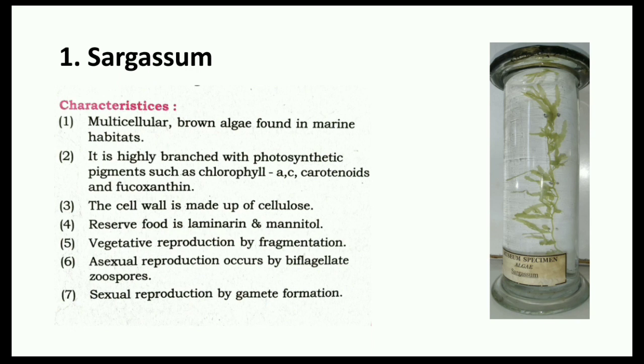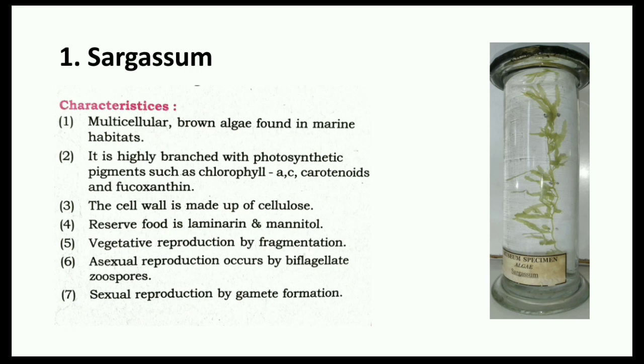Then asexual reproduction occurs by biflagellate zoospores. Now what are zoospores? Zoospores are basically spores which can move. So zoo means animals, spores means cells which can give rise to a plant or an organism as a whole. So zoospores are spores which can move like animals. Okay. The opposite of this is aplanospores. Aplanospores are non-motile. That means they cannot move. Okay. So these spores are asexual spores which are biflagellate. Biflagellate as in they have 2 flagella which help them in moving.